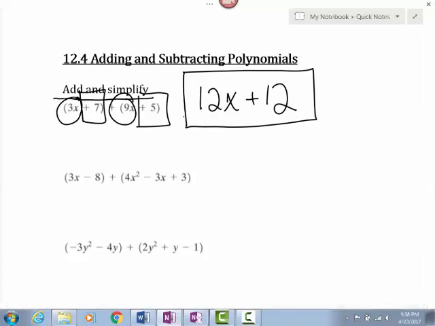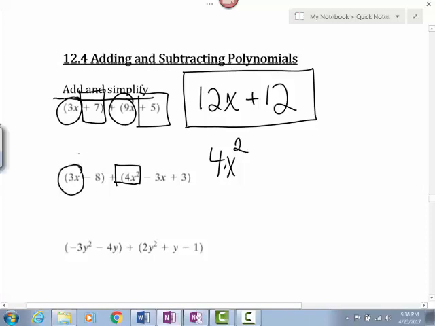Okay, the second problem. So 3x minus 8 plus 4x squared minus 3x plus 3. So the first thing I notice is that the term 4x squared is the one that has the highest exponent. Remember, the degree of that polynomial would be a degree 2. Typically, when we write our answers, we write them in what we call descending order, meaning we're going to write the one that has the highest power of x first, and then we'll go with the next power of x, so on and so forth.